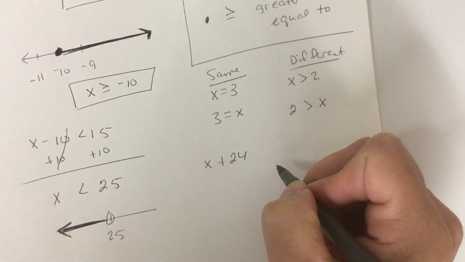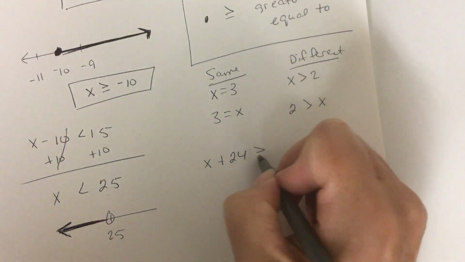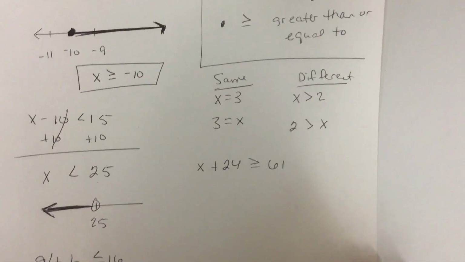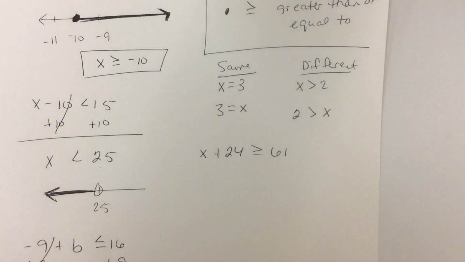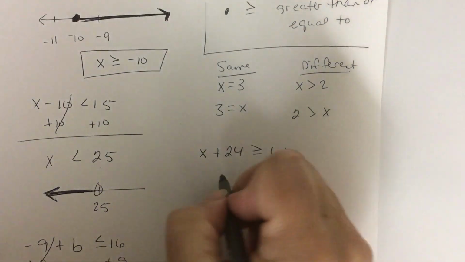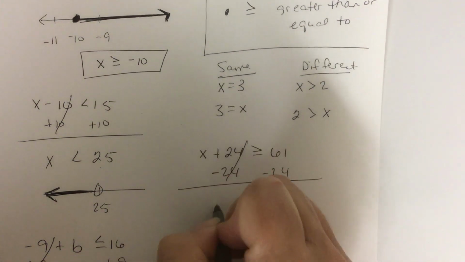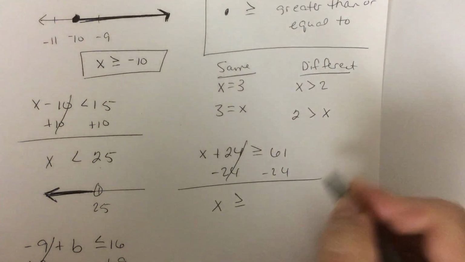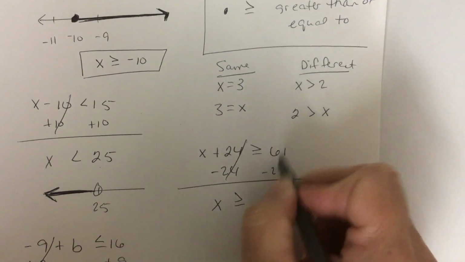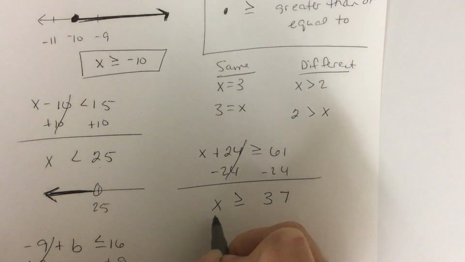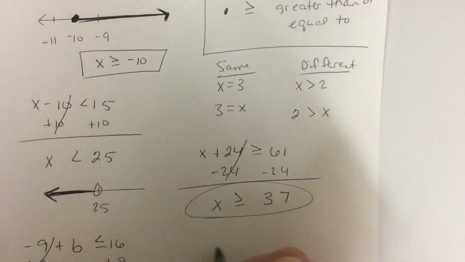So x plus 24 is greater than or equal to 61. So I need to get that 24 over. So I'm going to subtract 24 from both sides. Cancel. Bring the x straight down. Bring your sign straight down. 11 minus 4 is 7. 5 minus 2 is 3. So x is greater than or equal to 37.